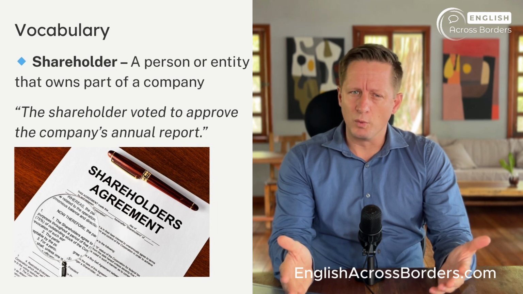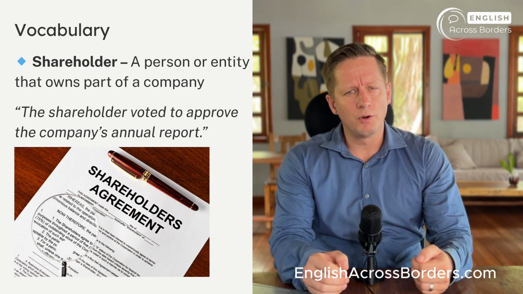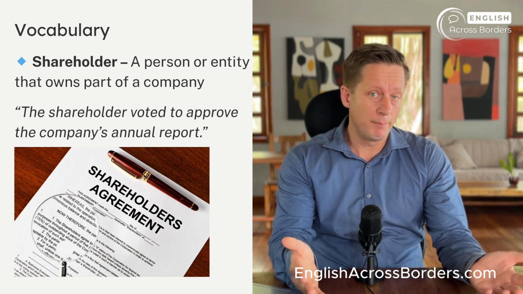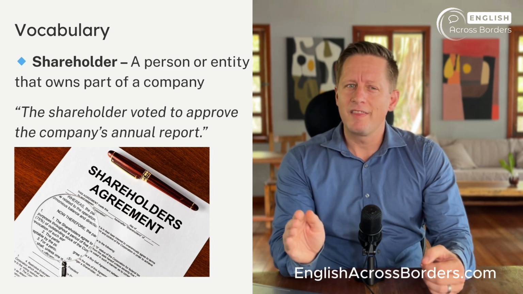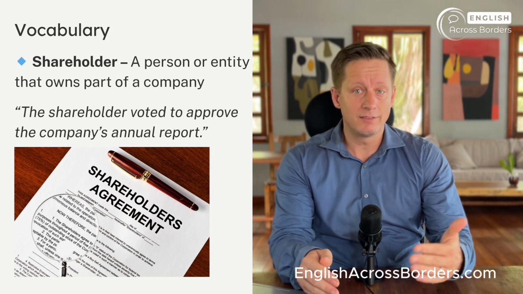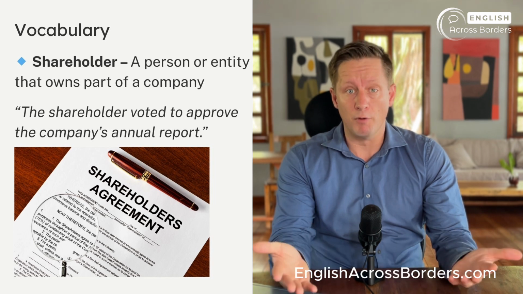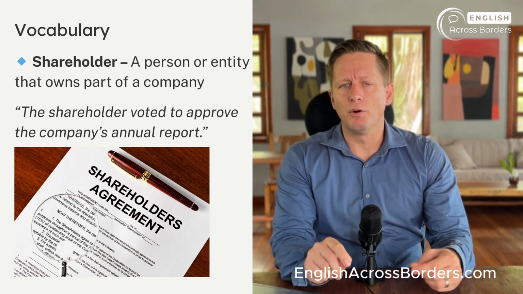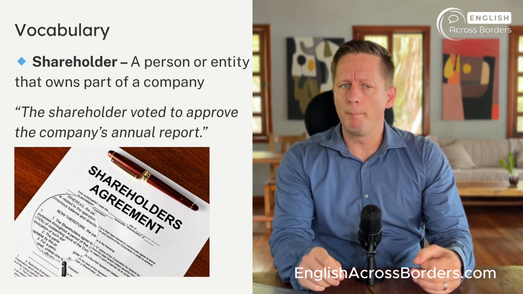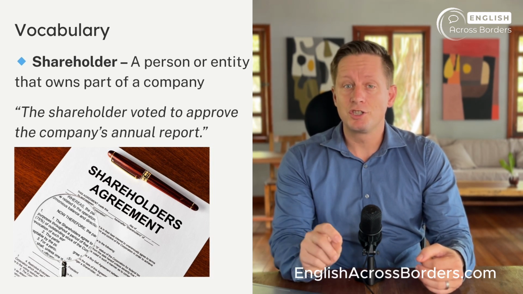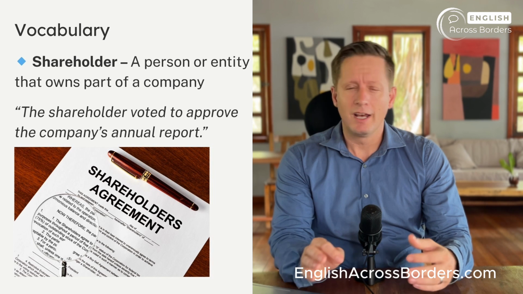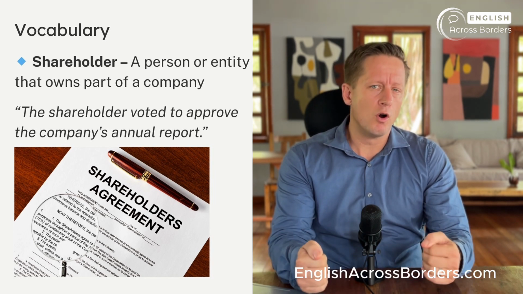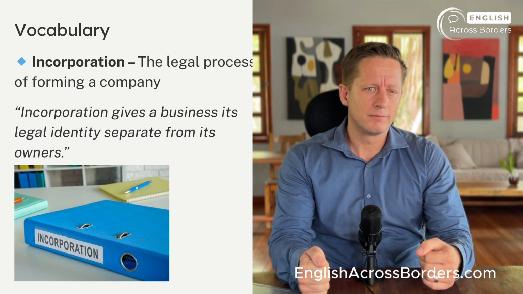Let's start with the word shareholder. A shareholder is someone who owns shares or part of a company. This means they have a financial interest and some rights. For example, voting on major decisions. The shareholder voted to approve the company's annual report. Shareholders are key players in corporate governance because their ownership gives them influence over the company's direction.